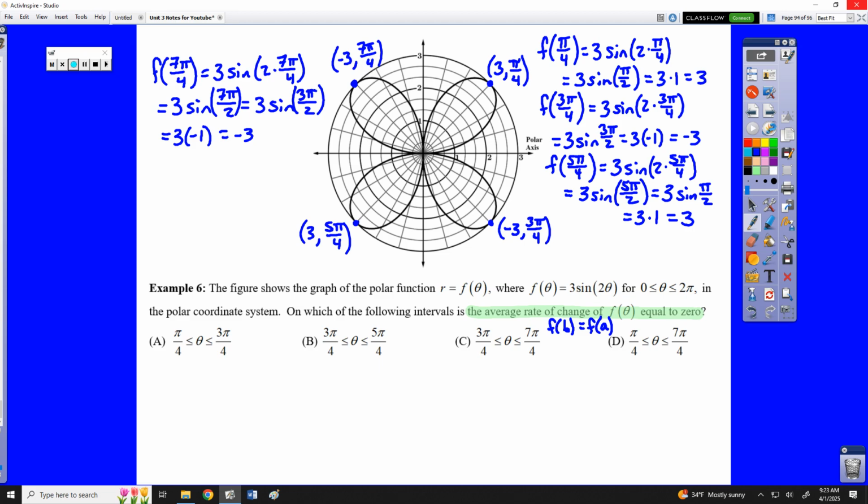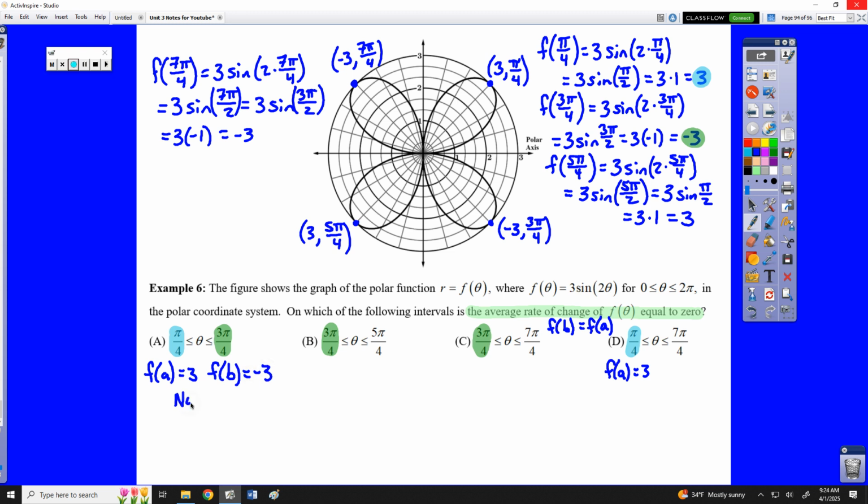Now, why is this significant? This is significant because that allows me to look at my answer choices and know which one of them has the same output for both values. For instance, pi over 4, which we see here and here, has an output of 3. So that's telling us that f of a is 3 for those two. And then 3 pi over 4, which we see in a couple places, has an output of -3. So in that case, this would be f of b equals -3.